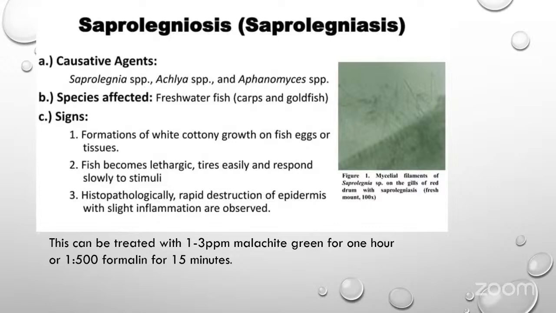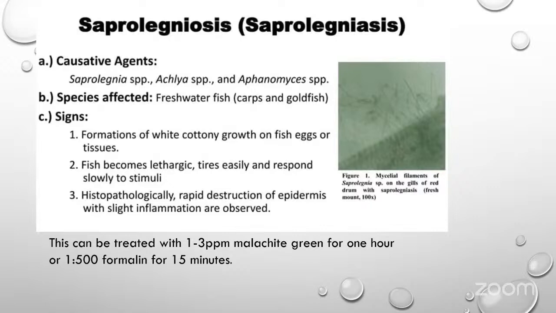Next is saprolegnosis. Causative agents are Saprolegnia species. Now, what are the species that are affected? Freshwater fish, carps, and goldfish. The symptoms are formation of white cottony growth on fish eggs or tissues. Fish becomes lethargic. It gets tired quickly and responds slowly to stimuli.